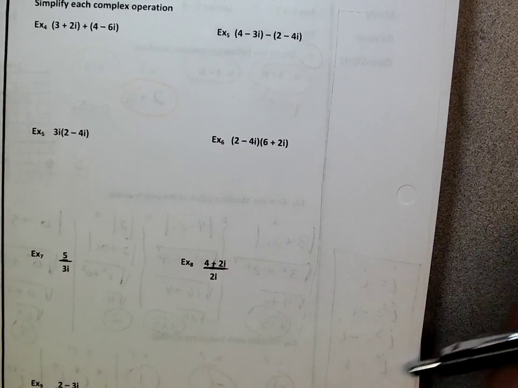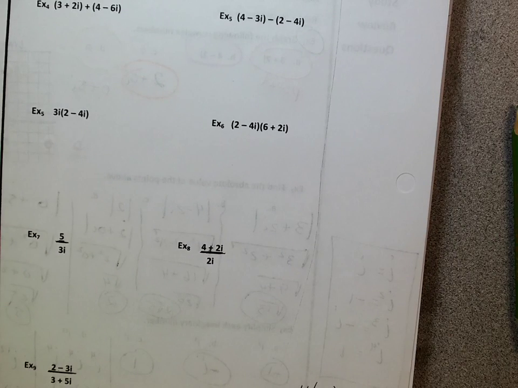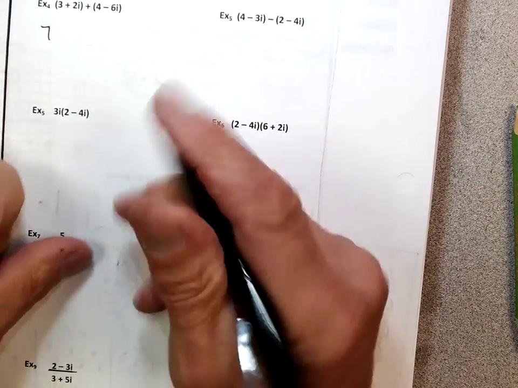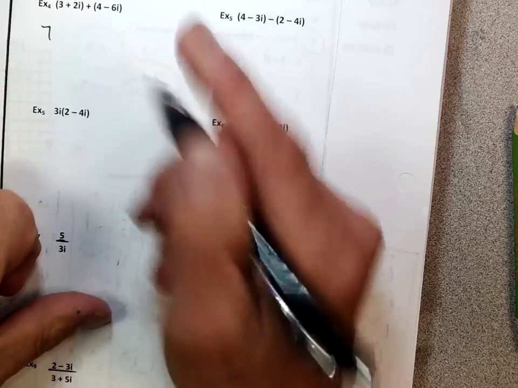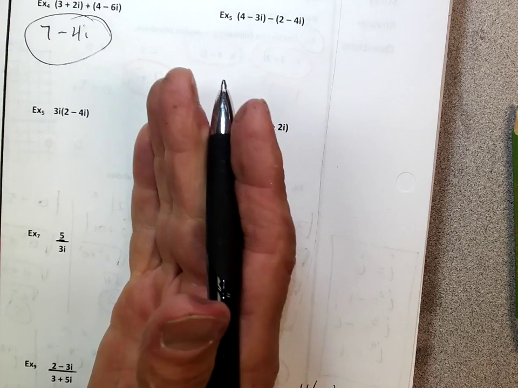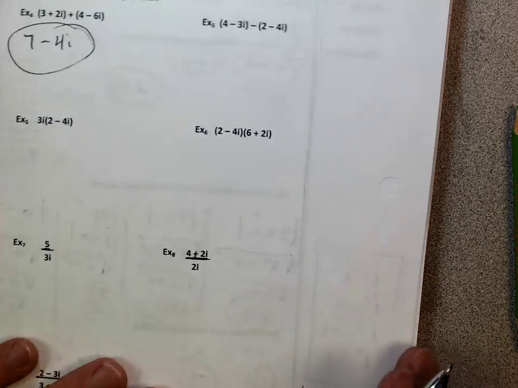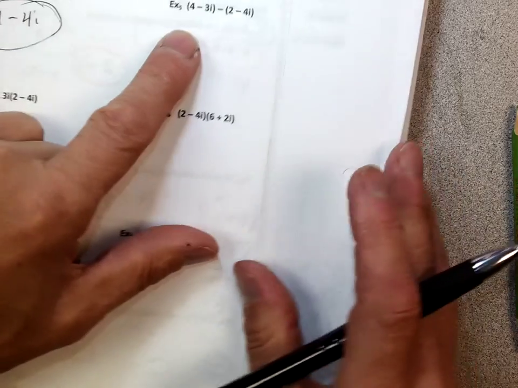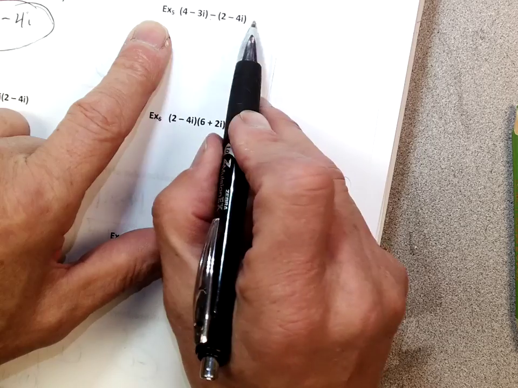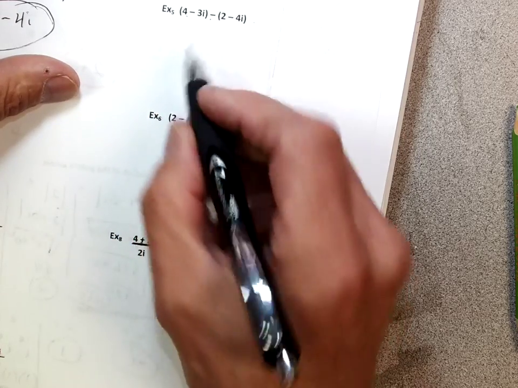Not too bad. All right, now, these first few are really easy. Okay, i's go with i's, real numbers go with real numbers. Okay, I'll say it again. Real numbers go with real numbers, so this is 7. Do you see it? 3 plus 4, 7. That easy. 2i minus 6i is a negative 4i. That's it. Add the real numbers with real numbers. Subtract real numbers with real numbers, okay? Number 5. Same thing. Real numbers, subtract real numbers. Imaginary, subtract imaginary. So 4 subtract 2 is 2, right?